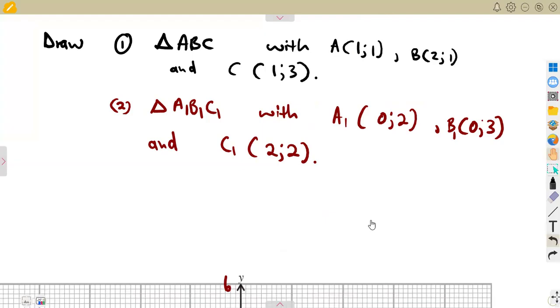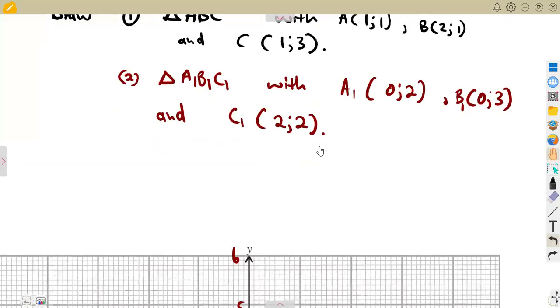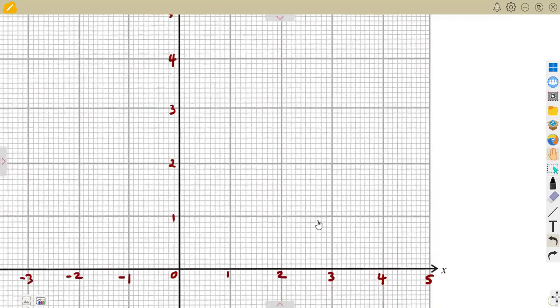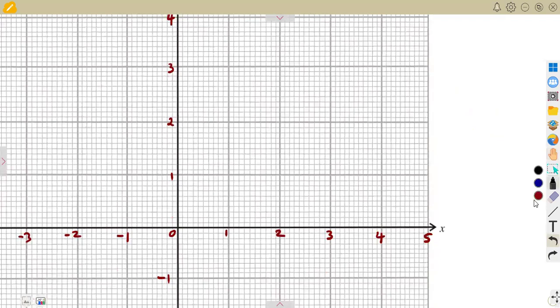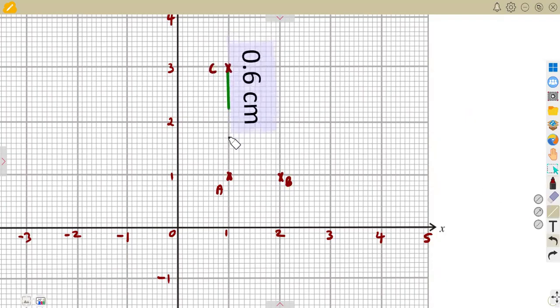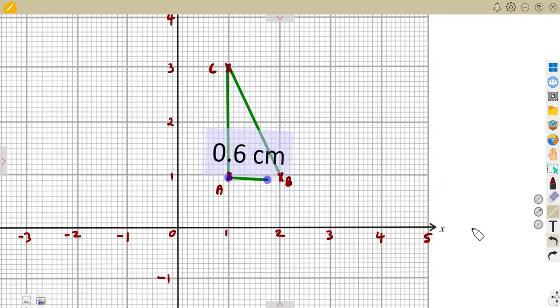Also with the same triangle ABC with those vertices that we were given before, we're just going to have a repetition of the same triangle. A was 1, 1. So this is our A. B, it was 2, 1. And C was given as 1, 3. So this is our C. Then we have to join our triangle. So this is our triangle ABC.